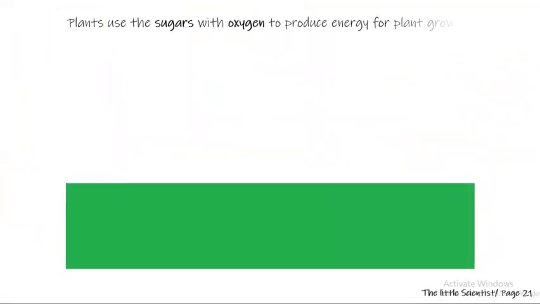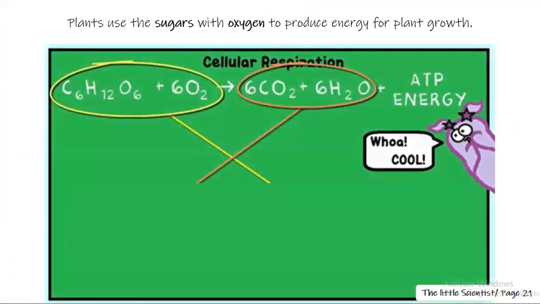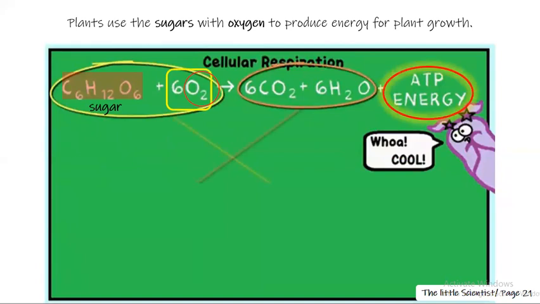Here we go. Plants breathe. So they take in oxygen, they combine oxygen with the glucose they made. So here we have the glucose. This is the sugar that the plants made by photosynthesis. They breathe in, they take in oxygen from the air. They combine them together to produce ATP energy.